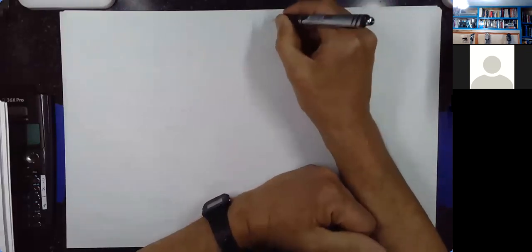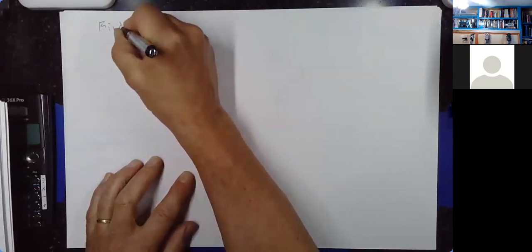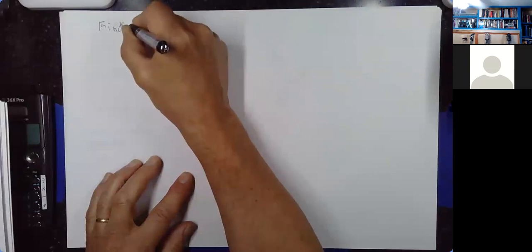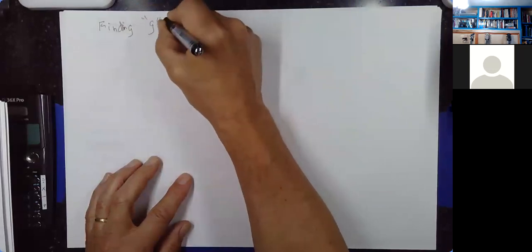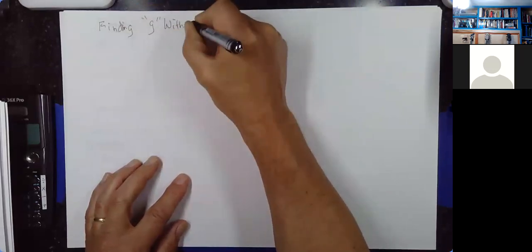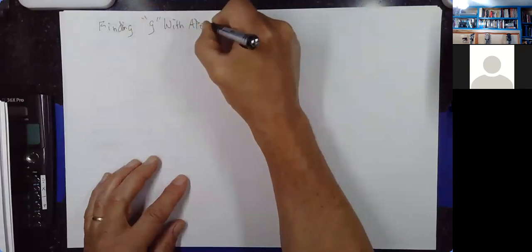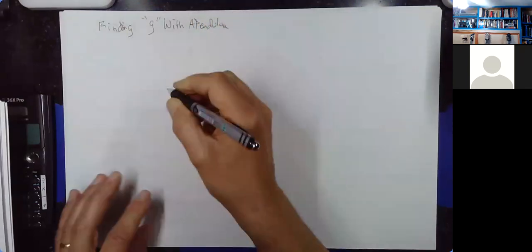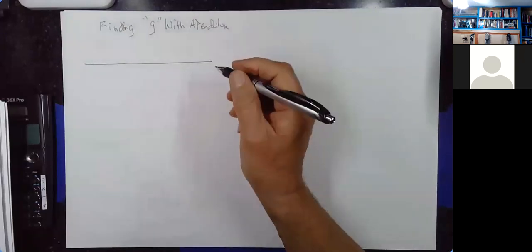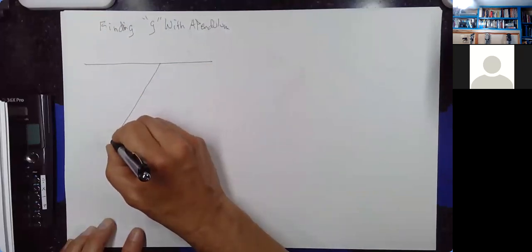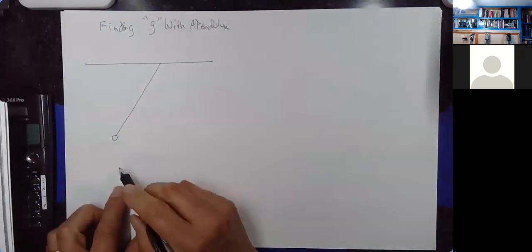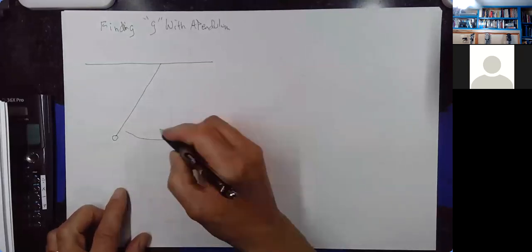So this will be finding g with a pendulum. And I'll start off with a little sketch. Finding little g with a pendulum. And we start off with, you can imagine that you've got a pendulum, which is just going to be a long string with a little brass sphere at the end of it. And we just let it swing back and forth.